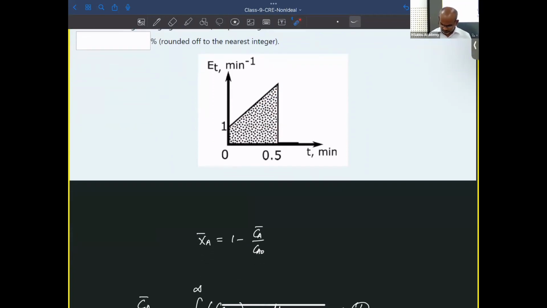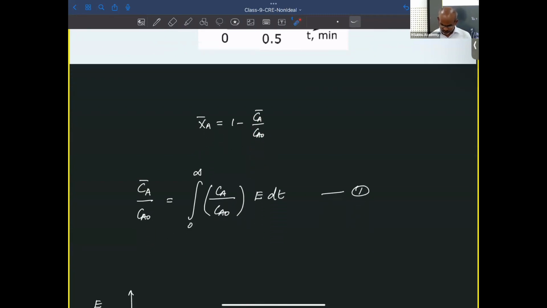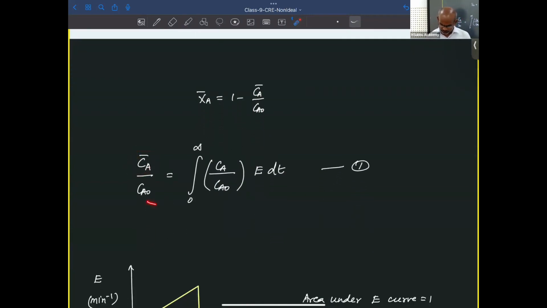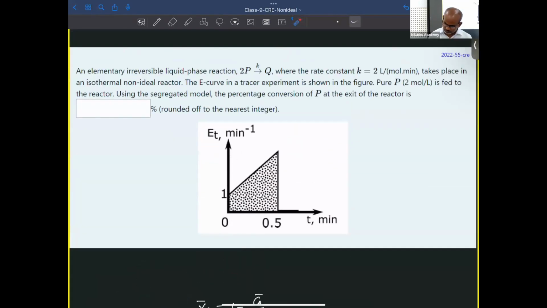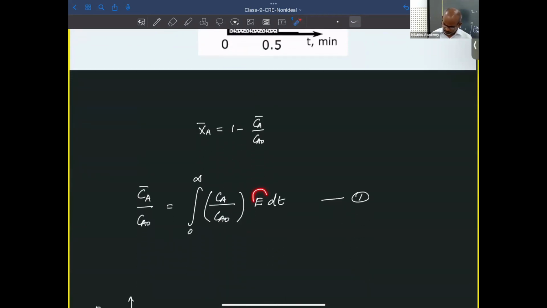What is needed is the average conversion, which is 1 minus Ca bar by Ca naught, where Ca bar refers to the average concentration. To get that, we need Ca by Ca naught in a batch reactor, multiplied by the exit age distribution of the actual reactor, which is already given. We need this in functional form. E as a function of time has to be obtained, and Ca by Ca naught will also be available as a function of time. That product is integrated between 0 and infinity.